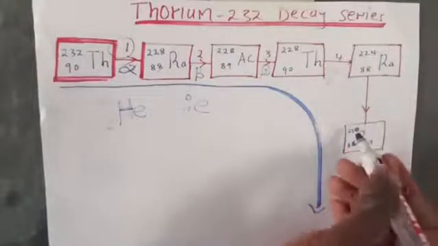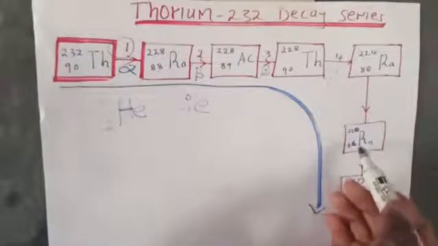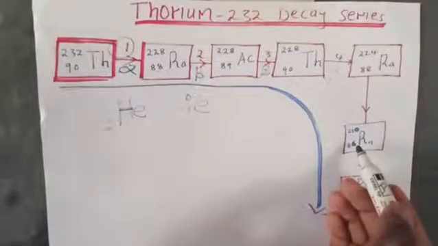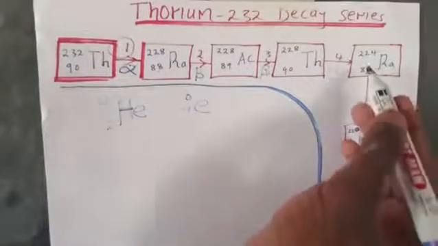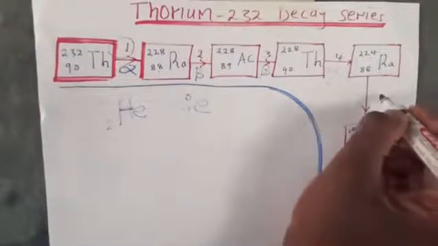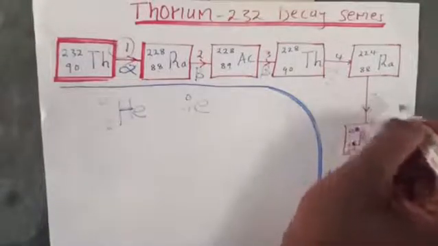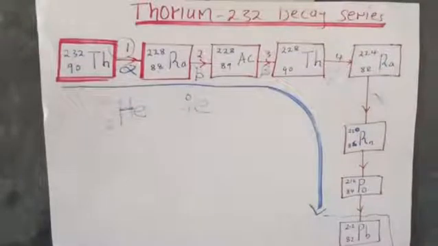That means that the mass number has decreased by 4, and the atomic number has decreased by 2, from 88 to 86, and this means that what we form is an alpha, or it's just an alpha decay.